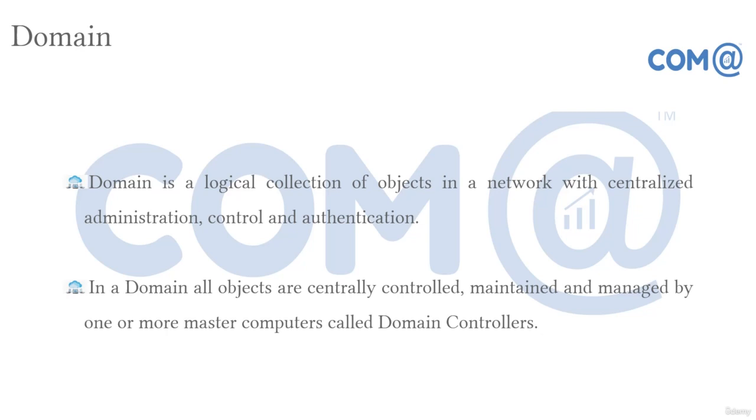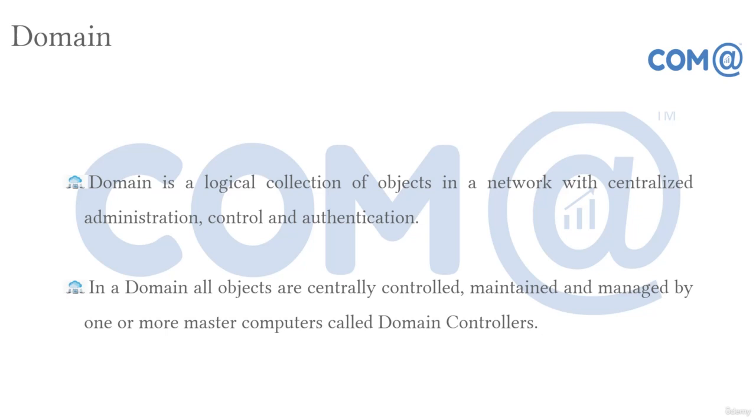So basically, a domain is a collection of objects. Collection of objects in the sense a user is an object, a group is an object, a computer is an object, a domain controller is an object, a shared folder is an object, a shared network printer is an object. So all these are called objects. As I said earlier, a domain is a logical collection of objects with centralized administration, centralized control and centralized authentication.